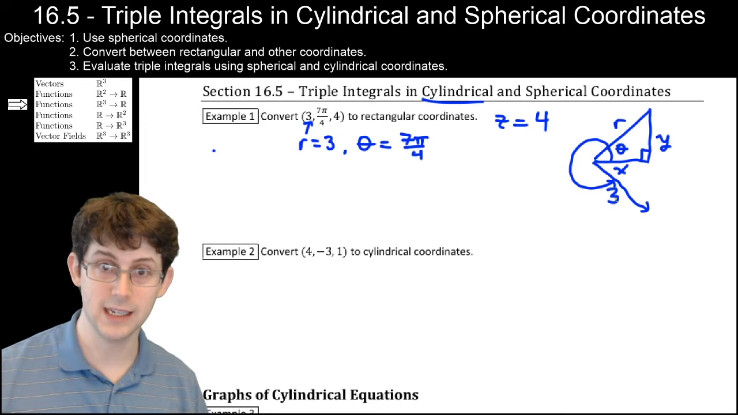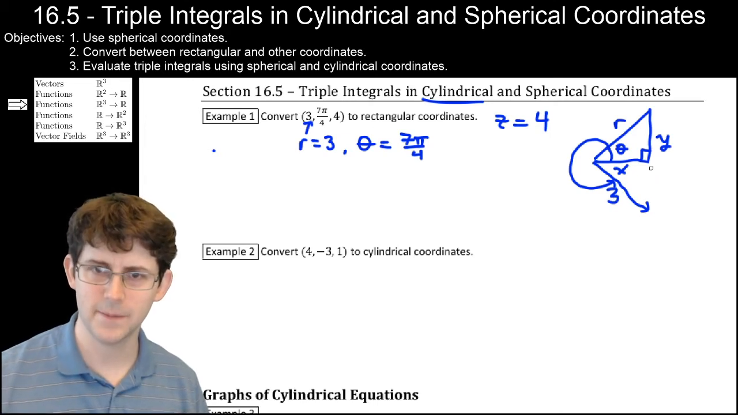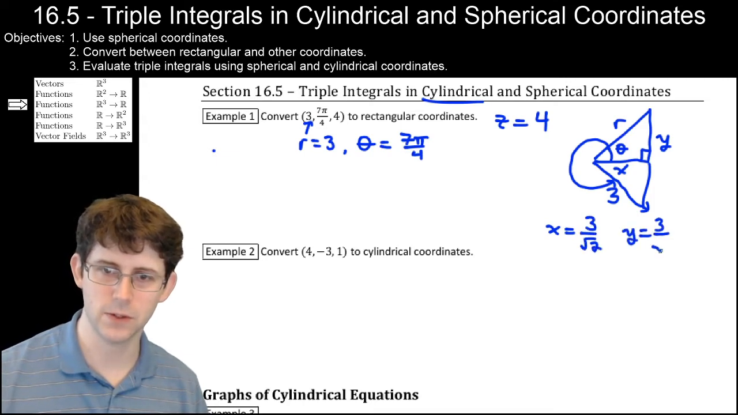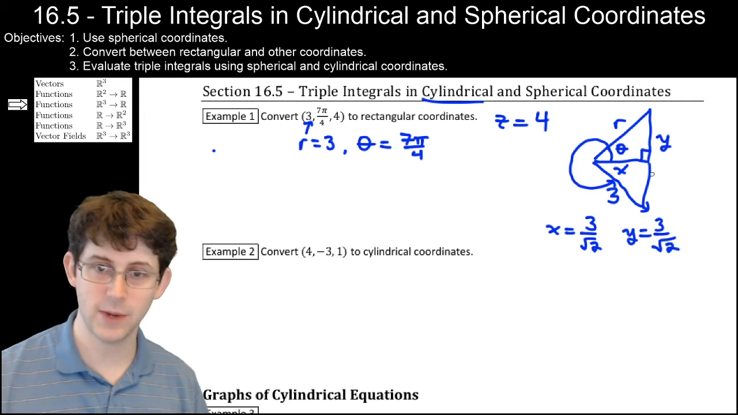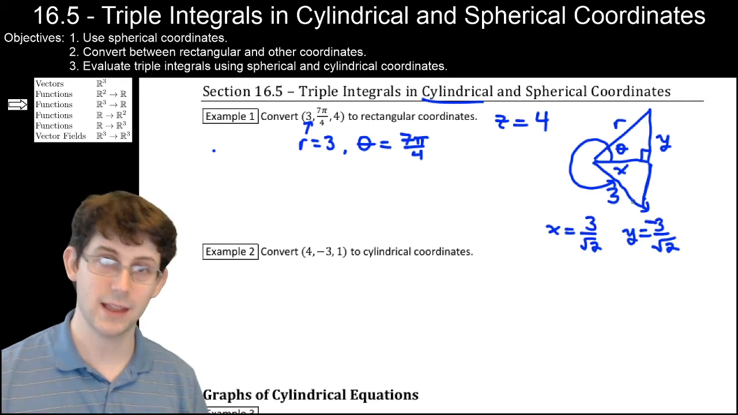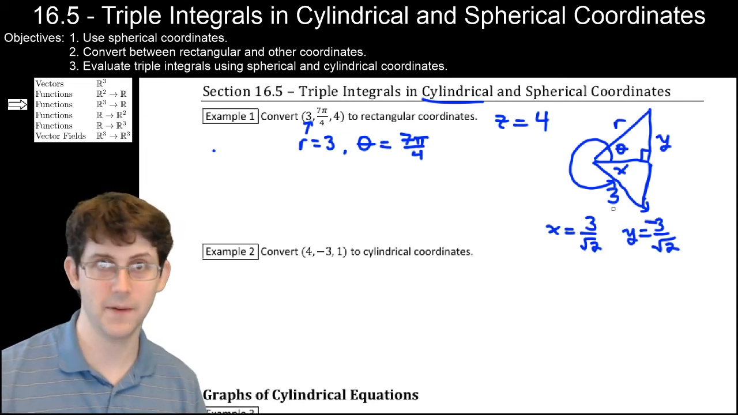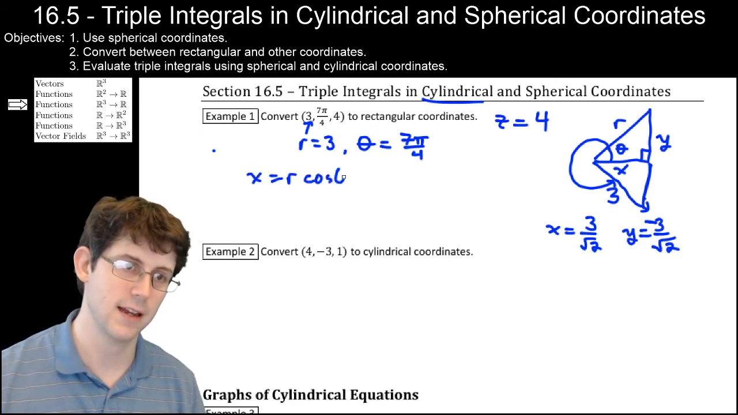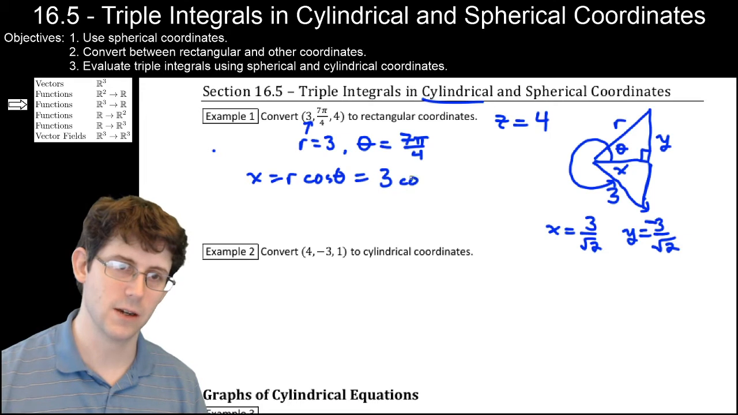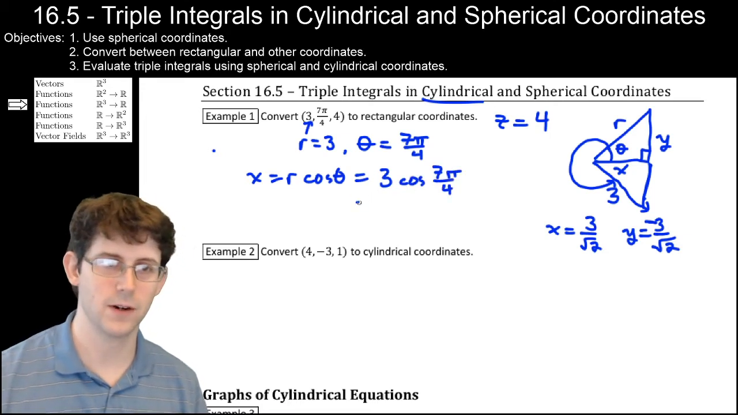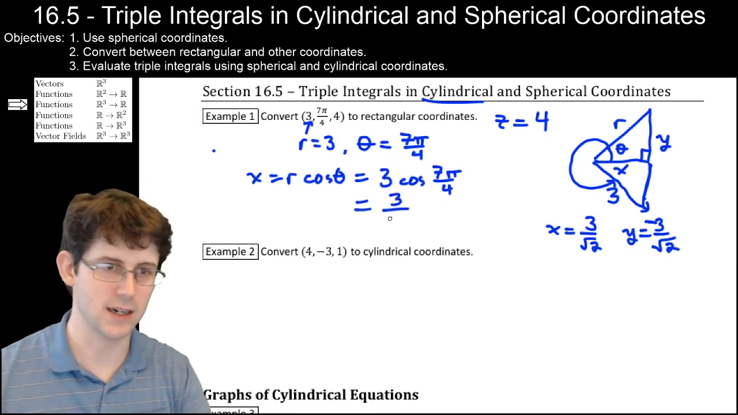Well, how do I go 3 in this direction? Well, I would need x to be 3 over root 2 and y to be 3 over root 2. If you like thinking this way, in this, oh crap, y here will be minus 3 over root 2. If you like thinking geometrically, just go for it and do it that way. If you want to use the formulas, you can. You would just say that x is r cosine theta. And that's 3 cosine of 7 pi over 4. And cosine of 7 pi over 4 is 1 over root 2, so you get the same answer.